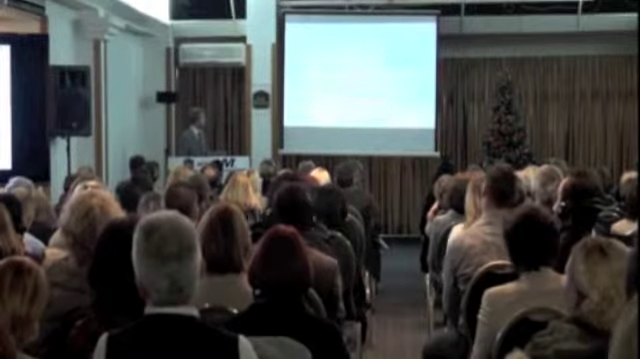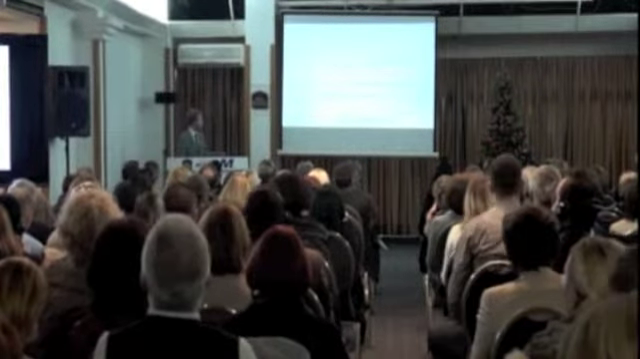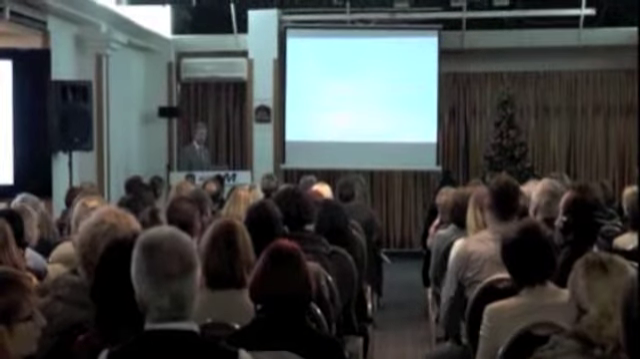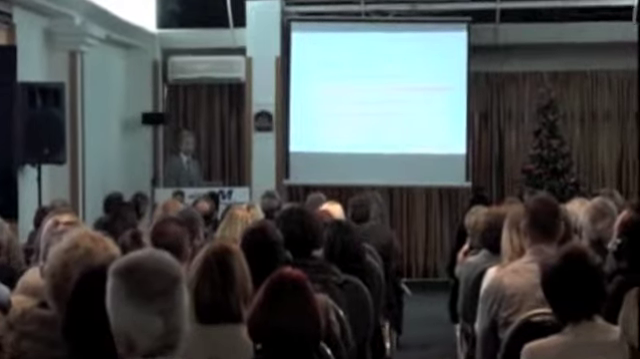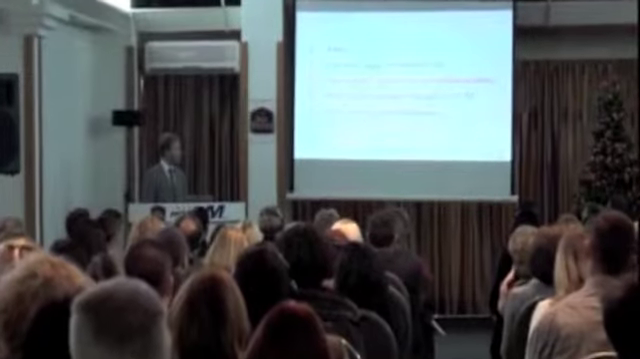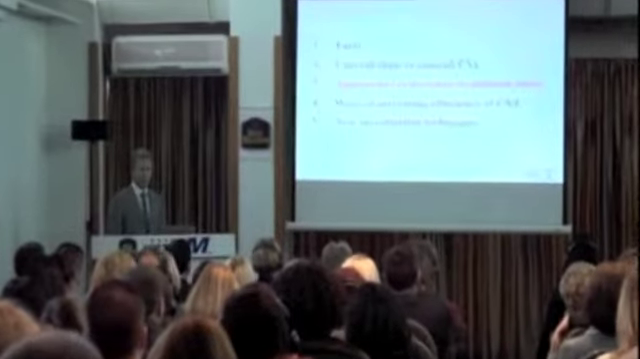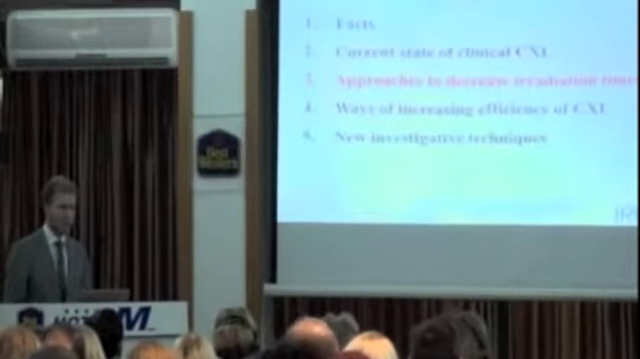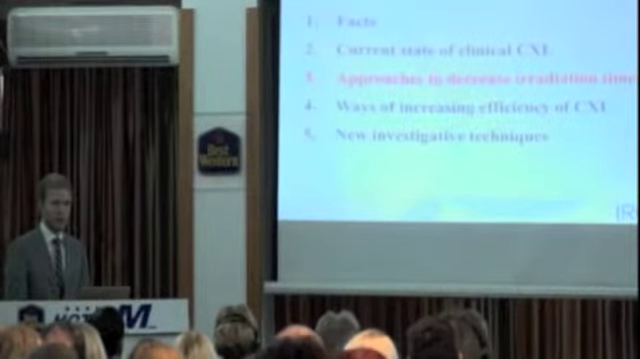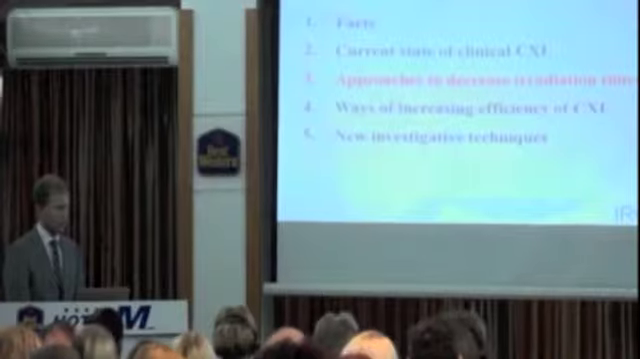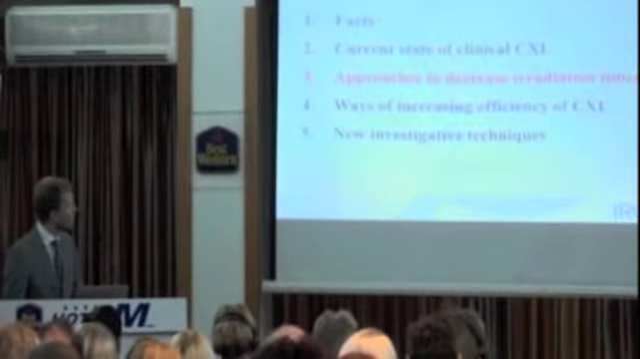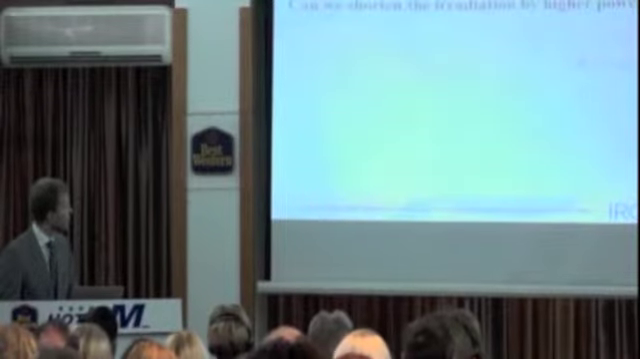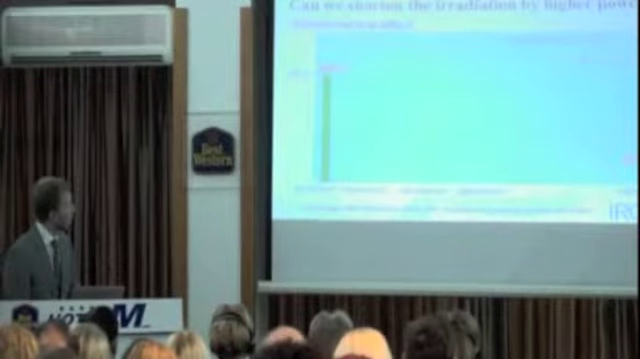So, approaches to decrease the irradiation times. As we've heard, we have the abrasion or epithelial removal. Afterwards we apply riboflavin for 30 minutes, and then we irradiate for another 30 minutes, so the patient is for at least 1 hour in the operating room. This is very uncomfortable for the patient, and for you as a doctor that's also a problem. So we thought of how to decrease the irradiation times.